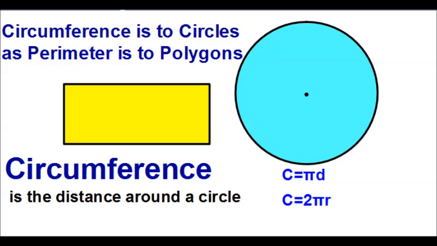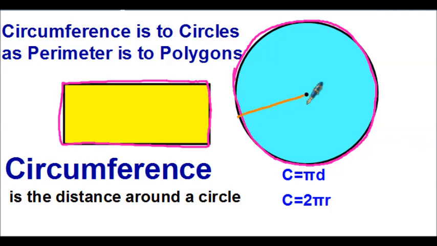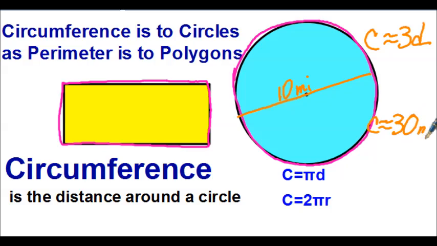Circumference is to circles as perimeter is to polygons. So if perimeter is the distance around a polygon, circumference is the distance around a circle. We use the formula C equals pi times diameter, which is about 3 times your diameter. If it's 10 miles across the circle, then it would be about 30 miles around.